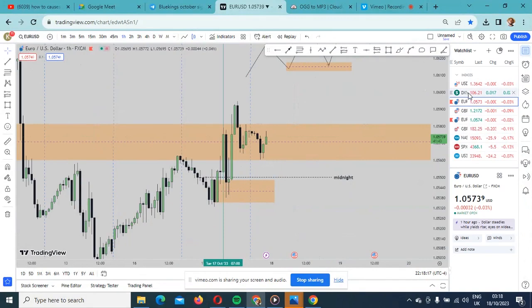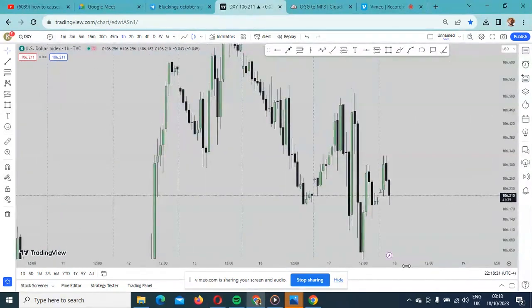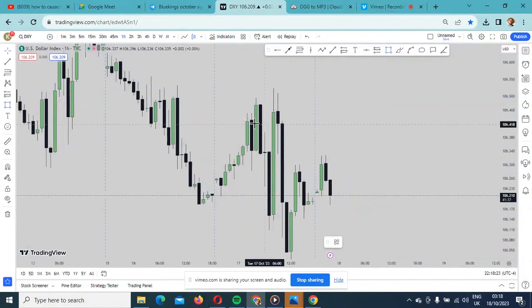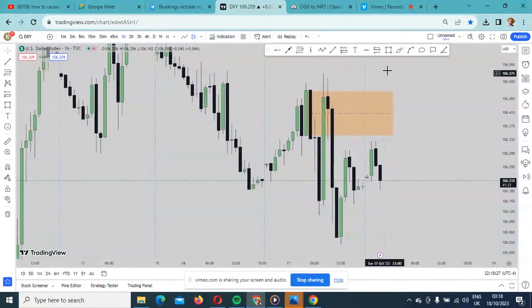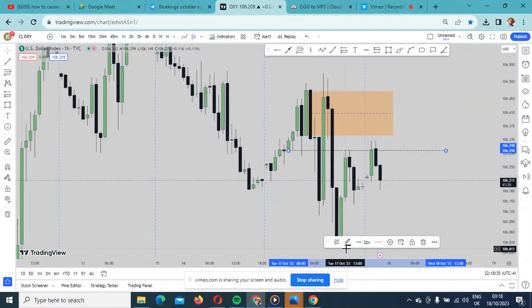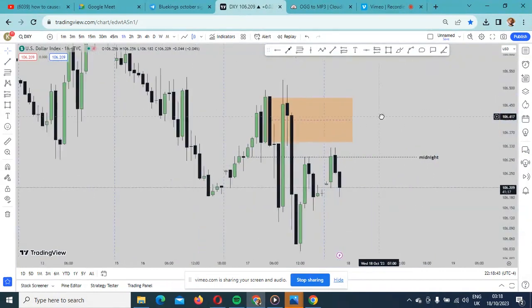And when I picked DXY on the other hand, remember this was the equivalent order block on DXY. Remember DXY is directly opposite, okay, directly opposite to Euro USD. Let's find the midnight. This is midnight here. So this was DXY. That's the order block. This is the order block that's equivalent to what we have on EU.